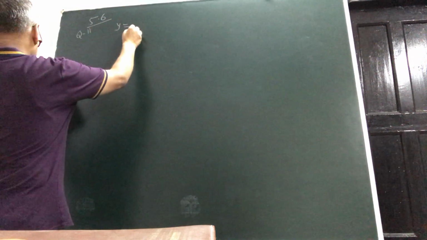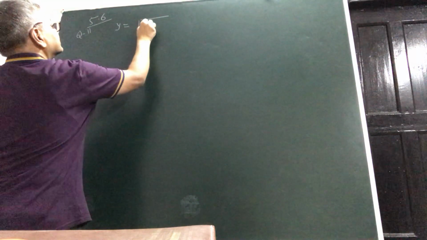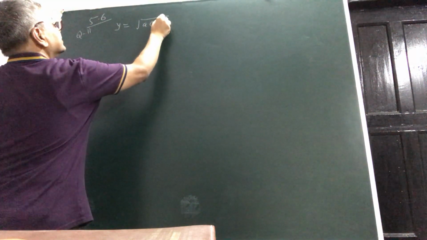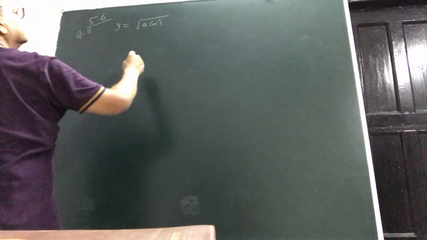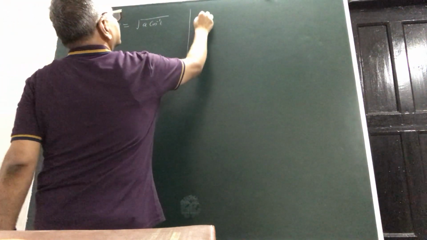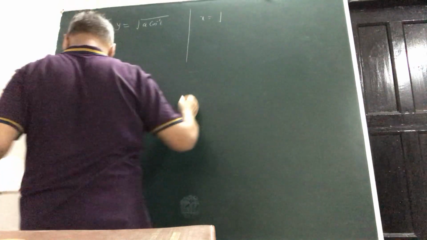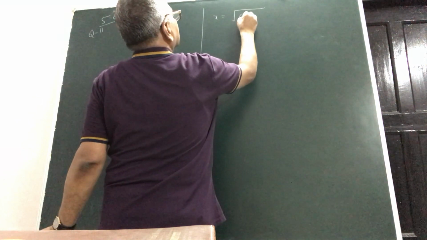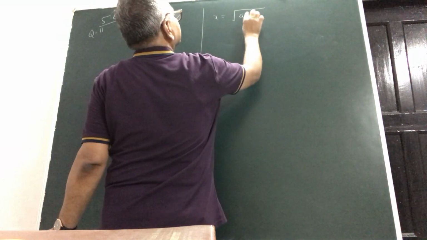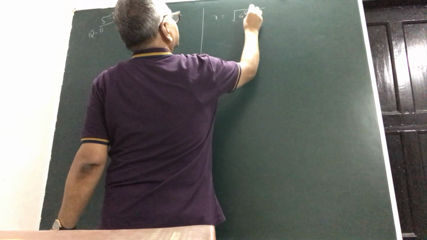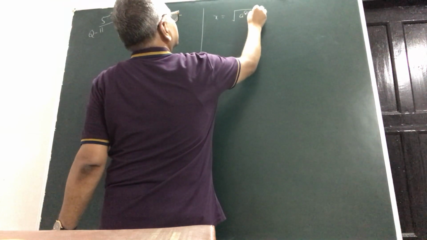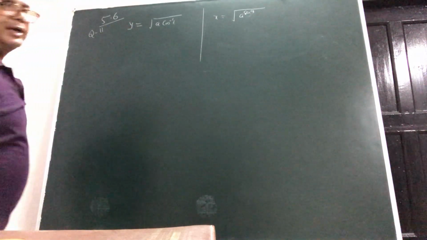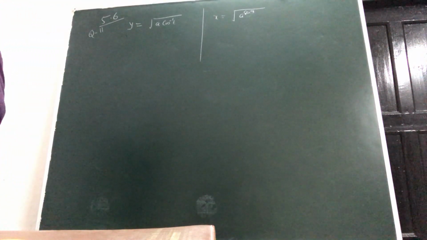So here this question was like that: y was given to be equal to under root of a raised to power cos inverse t, and x was given to be under root of a raised to power sin inverse t, and you have to prove that dy by dx is nothing but minus y by x.